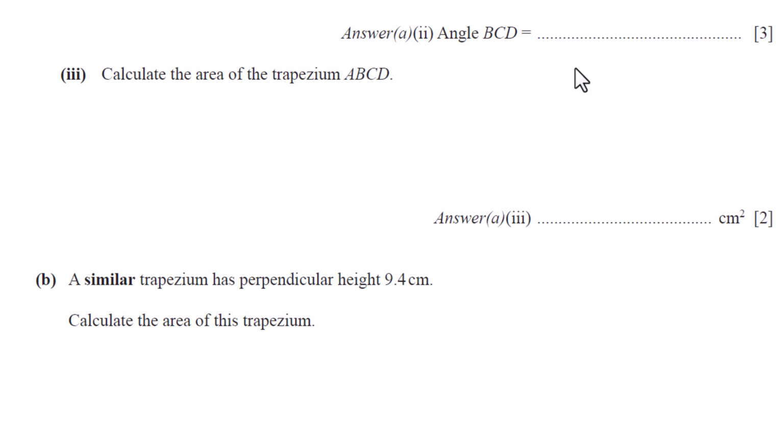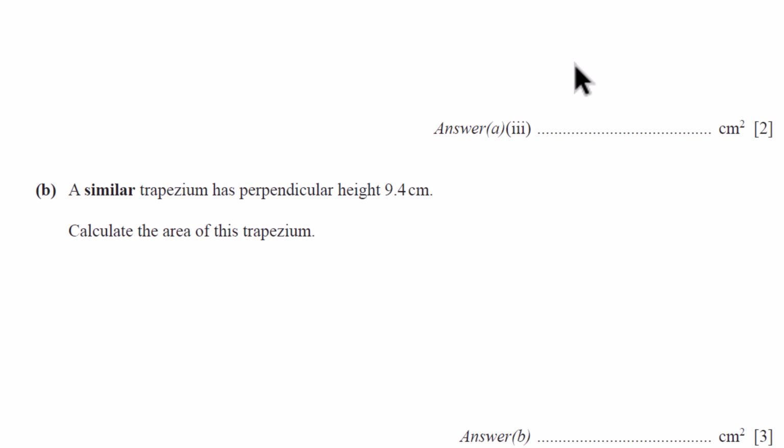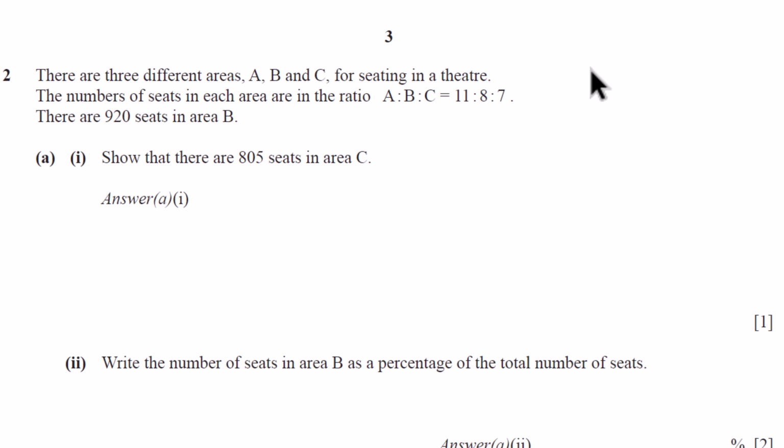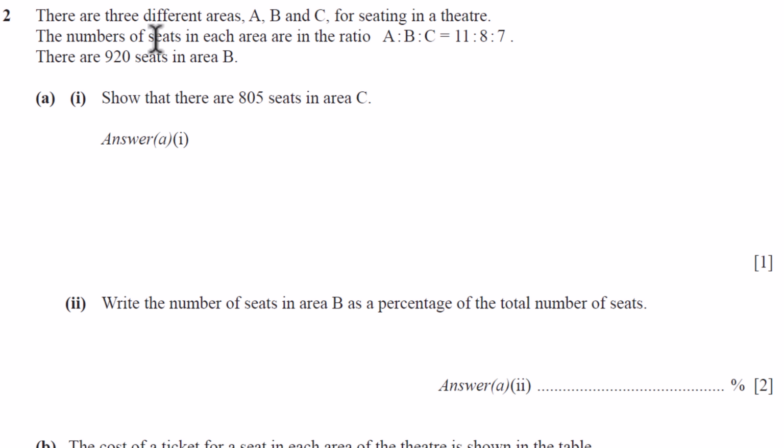We can now go straight to question number 2. Let's look at what the second question is saying. The second question says that there are three different areas A, B, and C for sitting in a theater. The number of seats in each area are in the ratio A to B to C, 11 to 8 to 7. There are 920 seats in area B. Show that there are 805 seats in area C. Write the number of seats in area B as a percentage of the total number of seats.